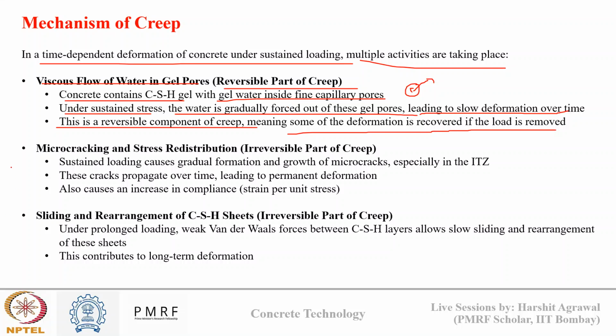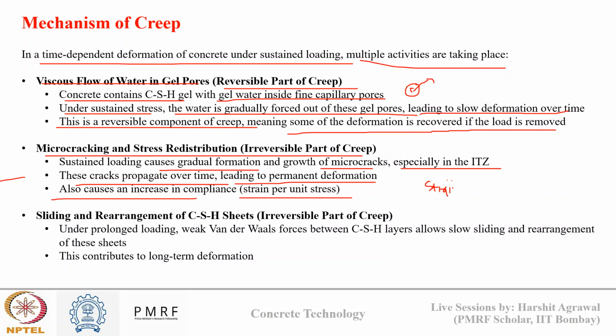Then there is microcracking and stress redistribution, which is the irreversible part of creep. Under sustained loading, it causes gradual formation and growth of microcracks, which we have already understood, especially near the ITZ. These cracks propagate over time and cause some permanent deformation in concrete. It also increases the compliance, that is the strain per unit stress, or we can say it decreases the stiffness of concrete. This is the irreversible part of creep, because the crack has occurred and the deformation is now permanent.